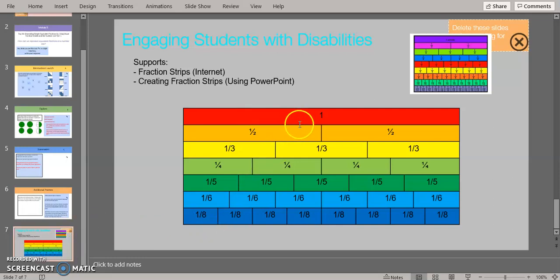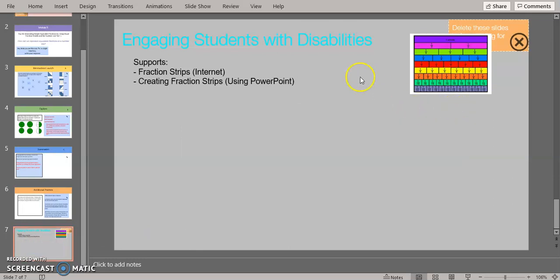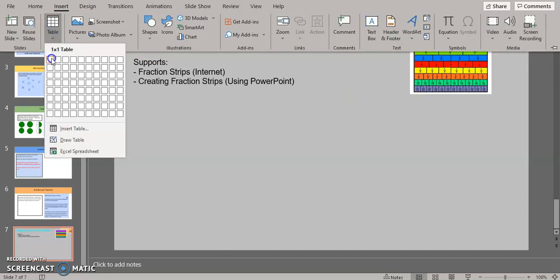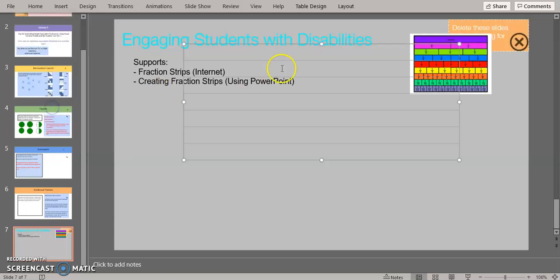For example, I generated one already here, but we're going to create one from scratch. First, you're going to go to Insert, we're going to go to Table, and we're going to do a 1x7 table. We're going to bring this down.